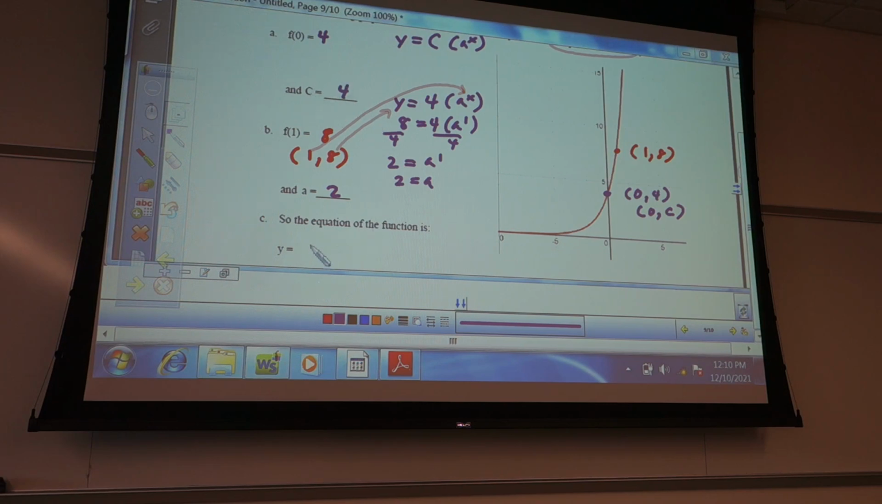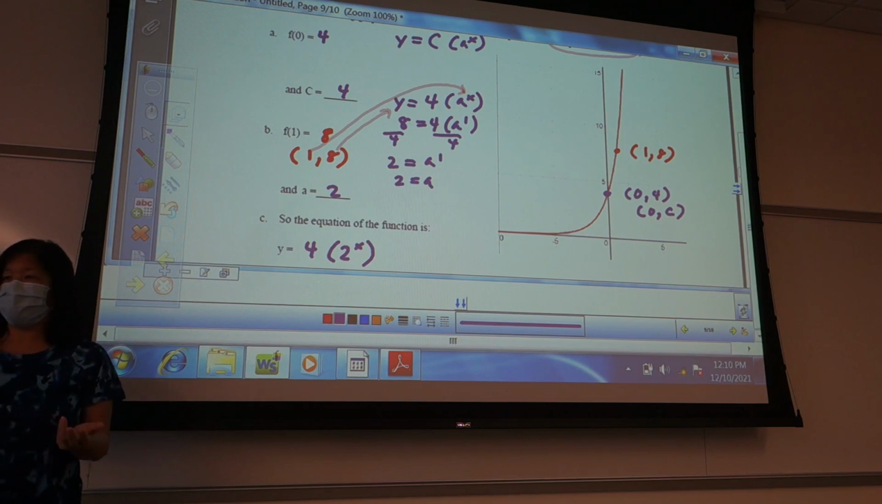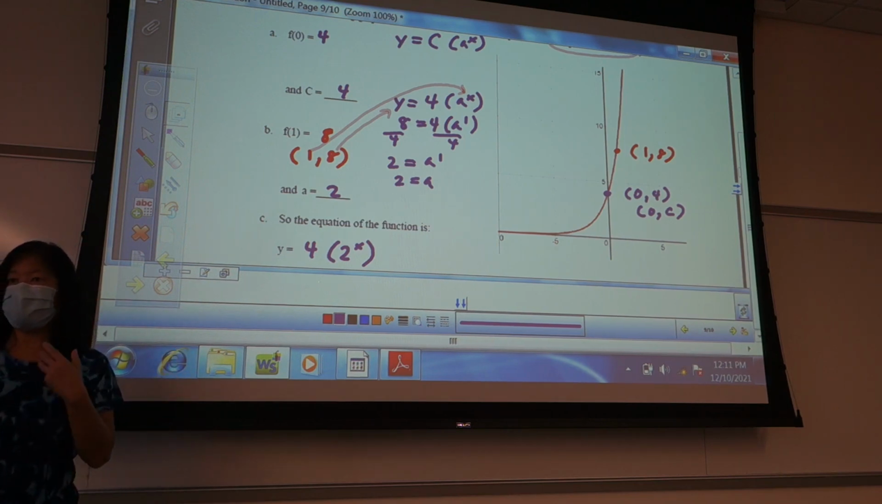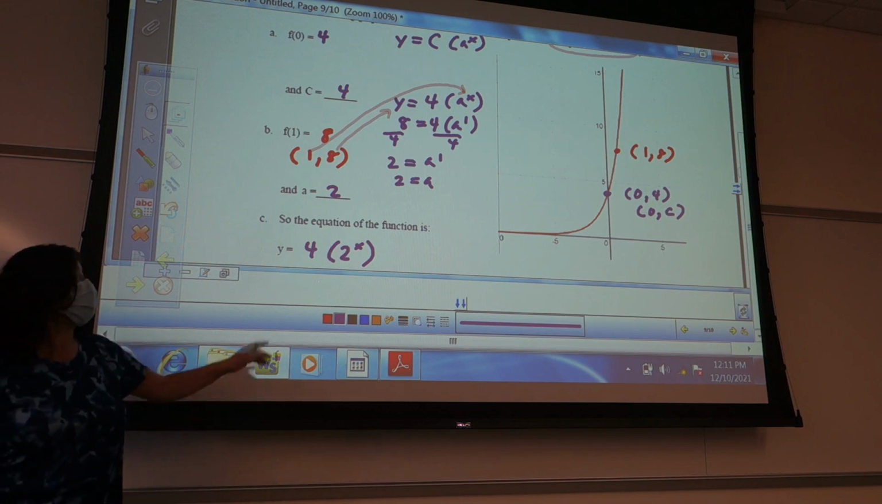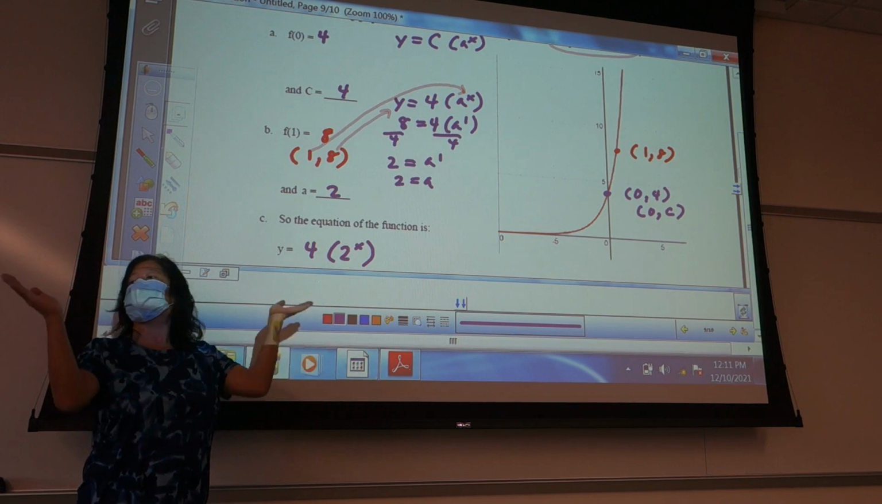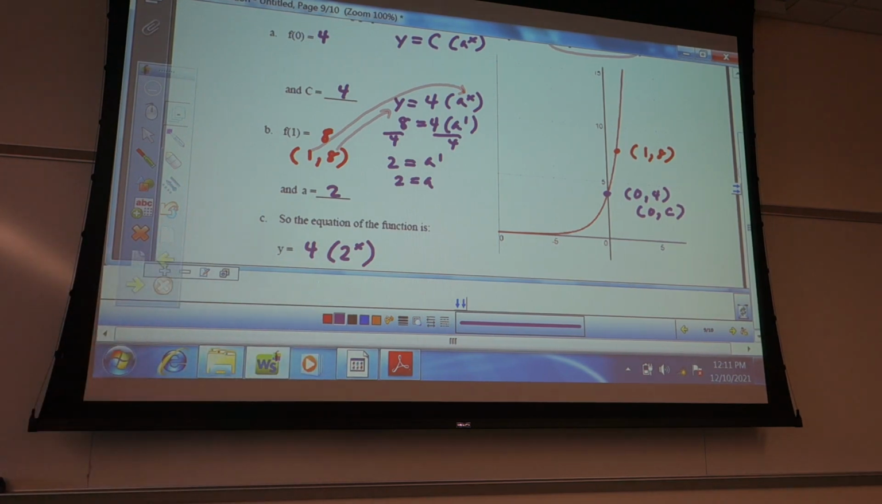So then my equation is y equals c, what's my c? 4. Times a, what's my a? 2. To the x. Done. And that's our whole goal. For a line, our goal is to find m and b. Right? y equals mx plus b. Everyone remember that? So if you find m and b, you're golden. Here, y equals c times a to the x. You find c and a, you're done. Perfect. You got it.